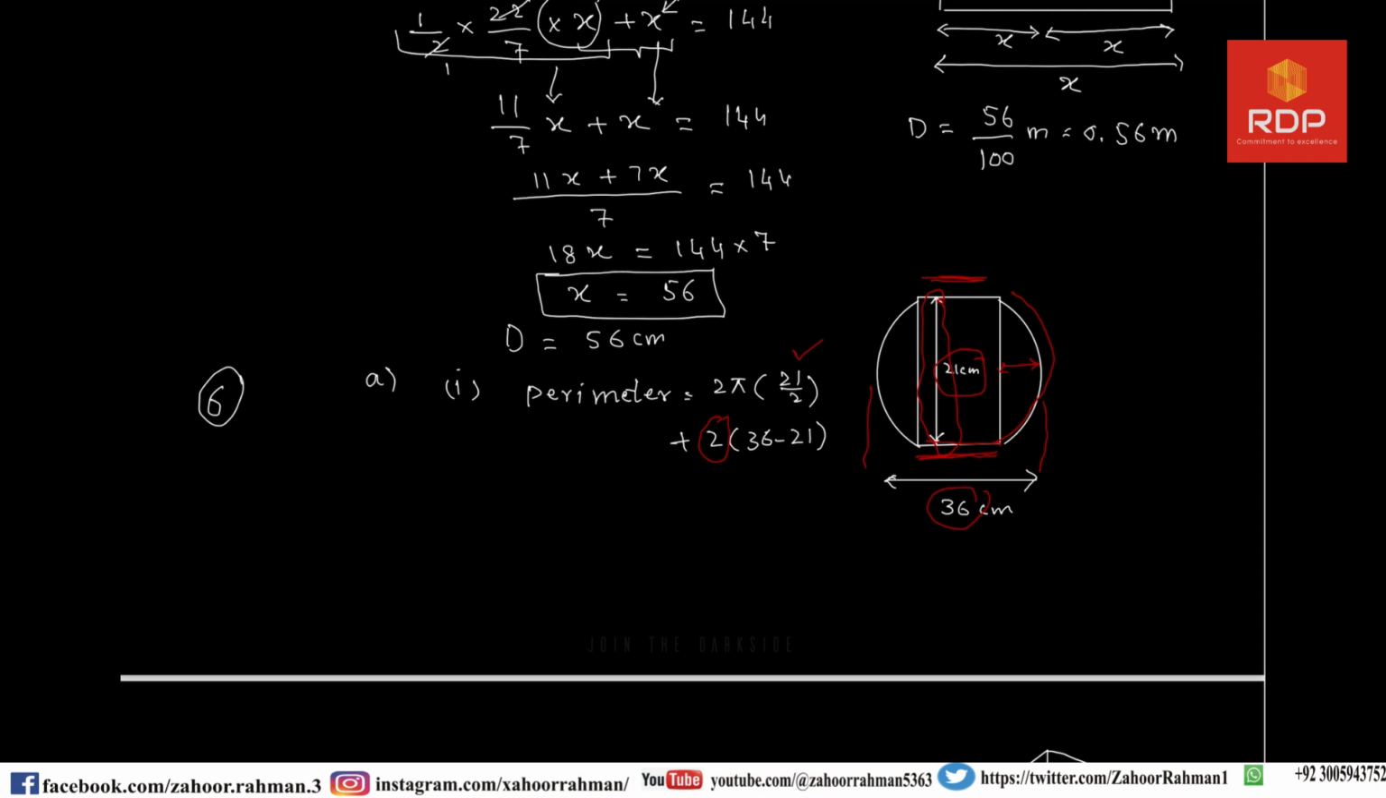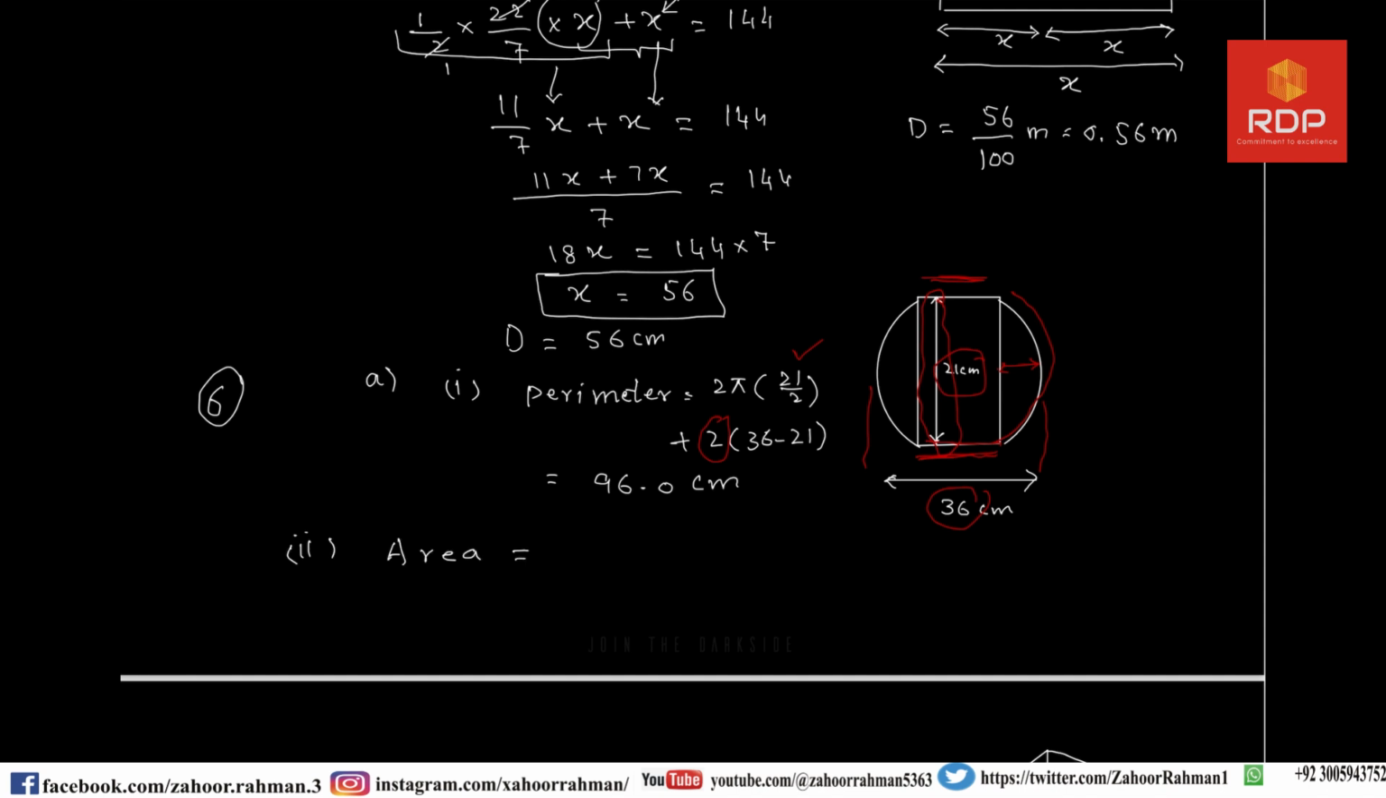So 21 divided by 2, and when we calculate this we will get 96.0, and the unit will be centimeter. Now the second part they are saying to find the area.